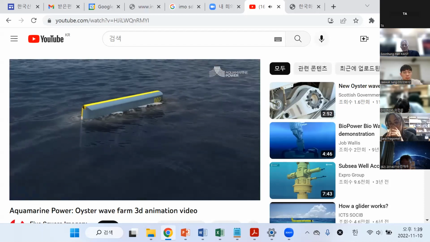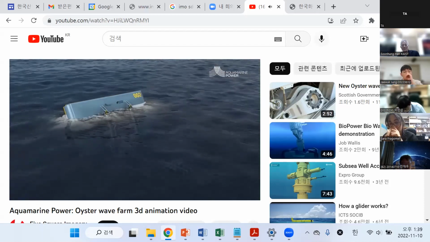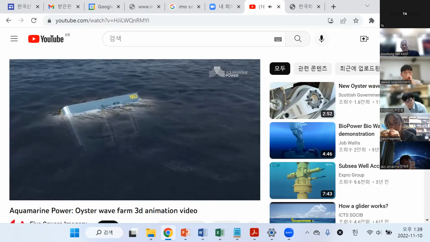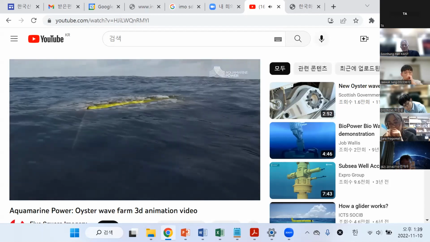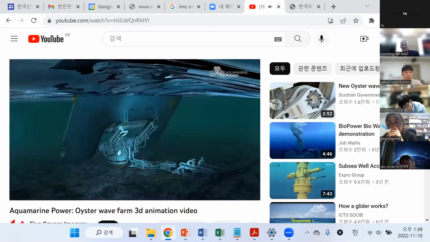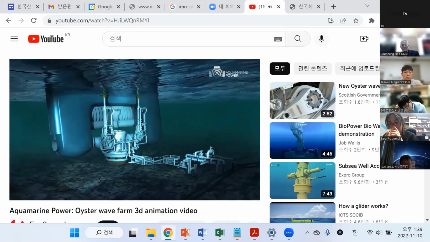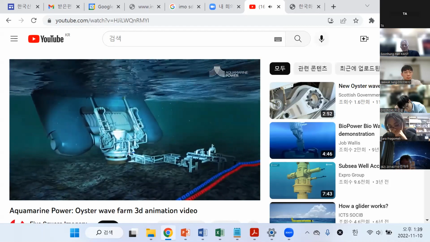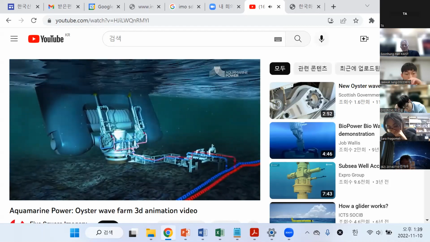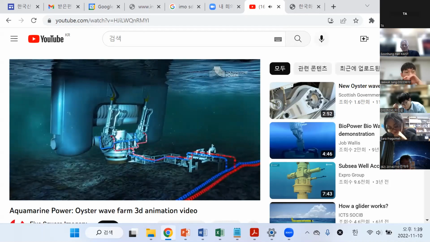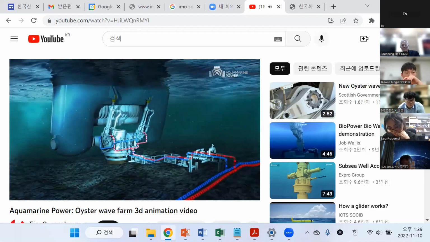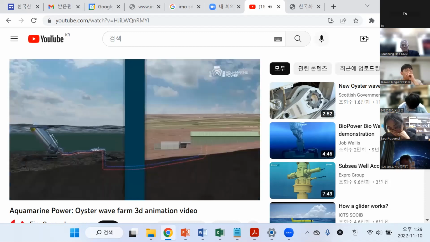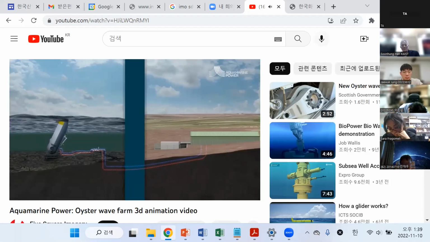The oyster devices are simple, buoyant hinged flaps, which are attached to the seabed and pitch backwards and forwards in the near-shore waves. The machines are equipped with 2 vertical cylinders, each of which pumps high-pressure fresh water on both the forward and the backward stroke. This high-pressure water is then transported via a closed-loop subsea pipeline to an onshore power plant, which uses tried and tested hydroelectric turbines to generate clean electricity on dry land.